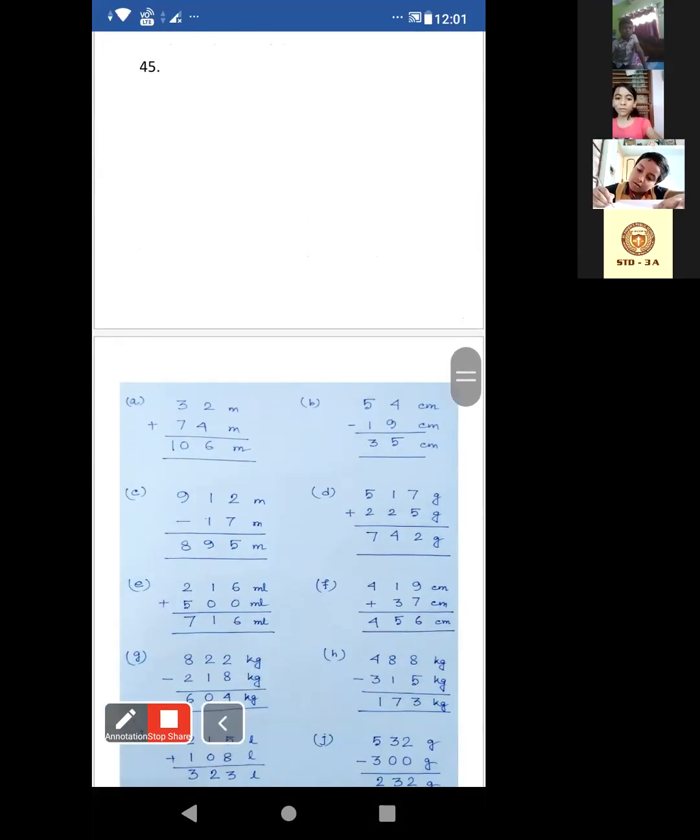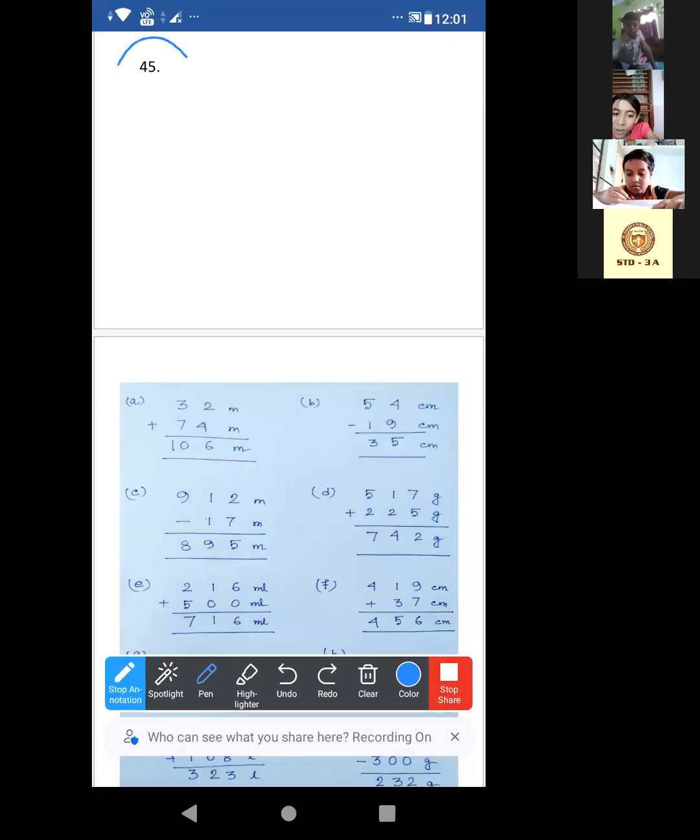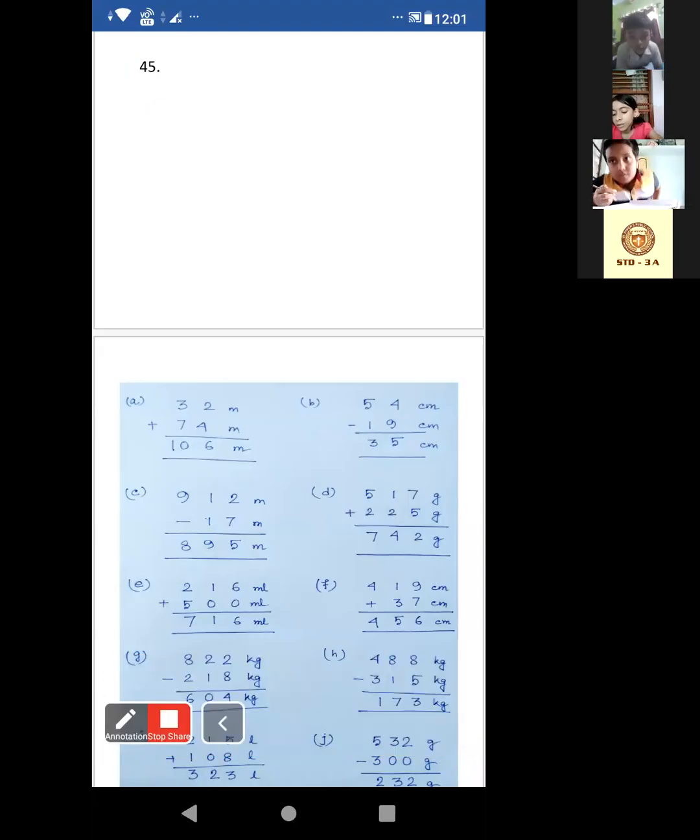Number 45. Look, just mark 45. You have to do it in the copy, okay? Not in the book. Sneet Manna, now just take out your copy and pencil and do it in the copy. Solve all the sums in the copy. Sneet, exercise book. Khata, okay? Clear? Okay.